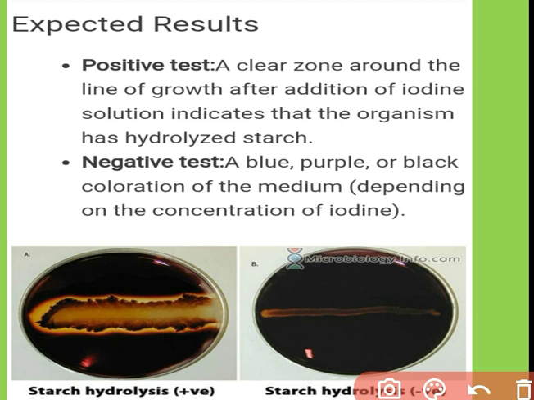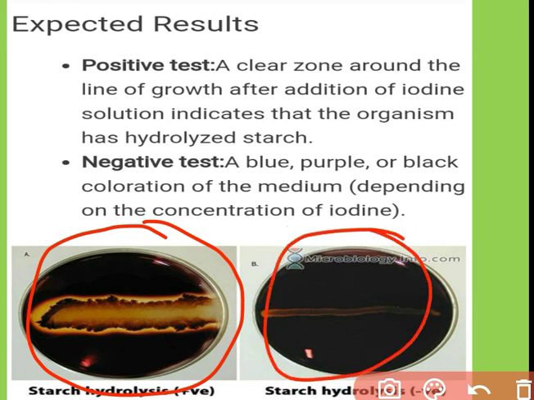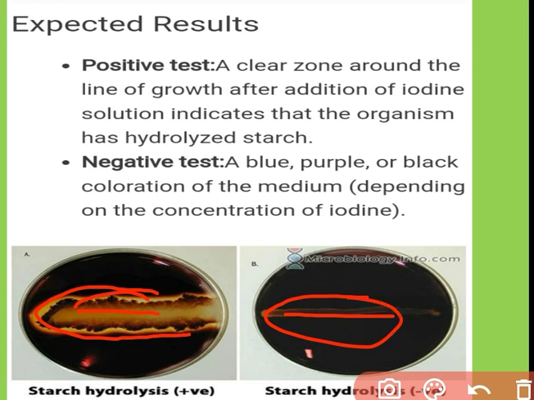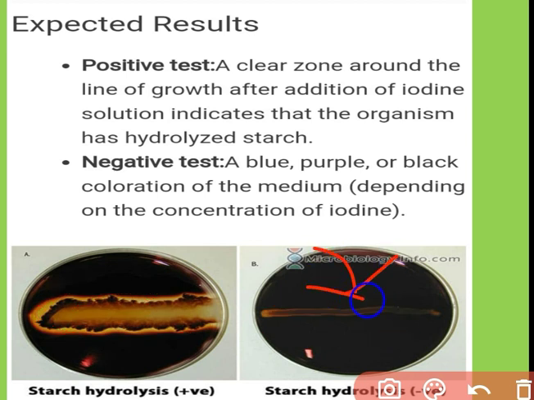Here in these two images, the first image shows a starch hydrolysis test positive, and this shows a starch hydrolysis test negative. Here is the growth of the inoculated organism, and this is a clear zone, or a colorless zone. But in this negative plate, there is no zone of hydrolysis around the growth. The intact medium is blue colored, but here a colorless zone around the growth of the organism is observed. So this test is positive and this test is negative.